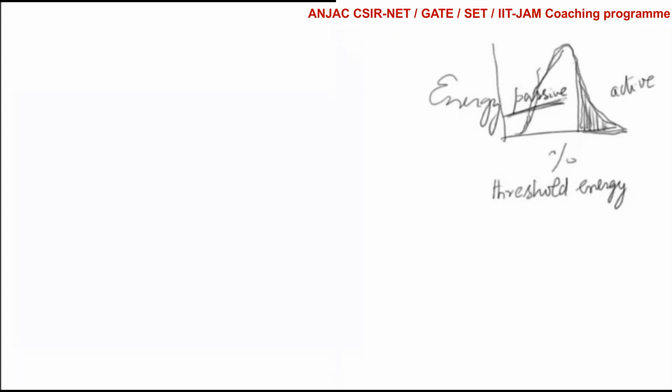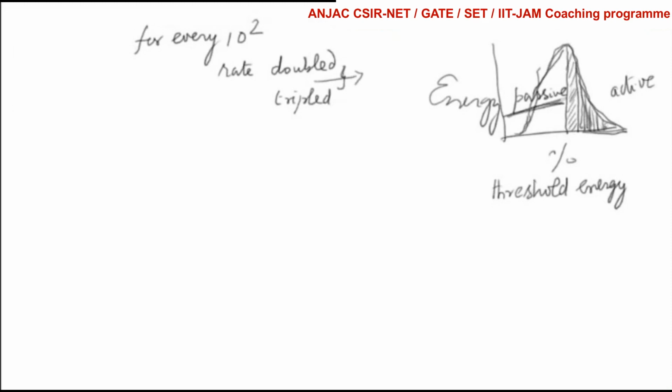Now the fraction of molecules having the threshold energy is increased. Therefore, as temperature increases, the active molecules increase, and the rate of the reaction is also increased. It is found that for every 10-degree rise in temperature, the rate of the reaction is almost doubled in the majority of cases and tripled in some cases. For the rest, it lies between double and triple.